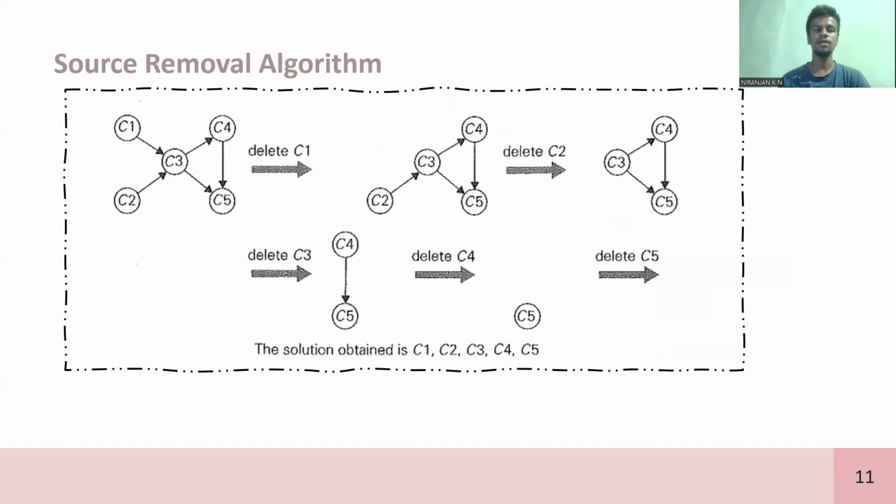So here in this case, we delete C1 first in the first step, then the next element is taken as C2 and deleted, next the element goes like C3 and we delete the C3 element. Then the next element is C4 which is deleted. Finally, C5. So the solution will be obtained like C1, C2, C3, C4 and C5.